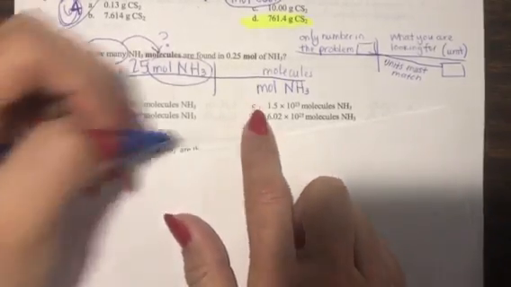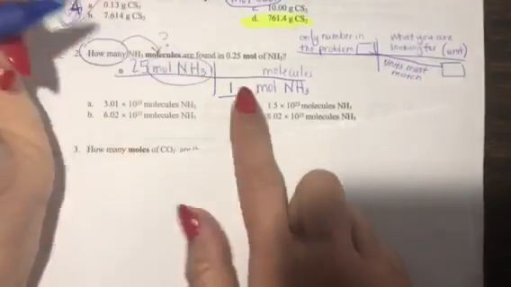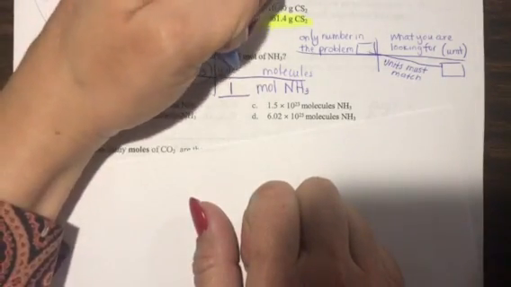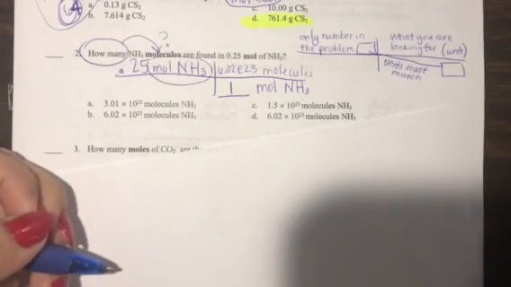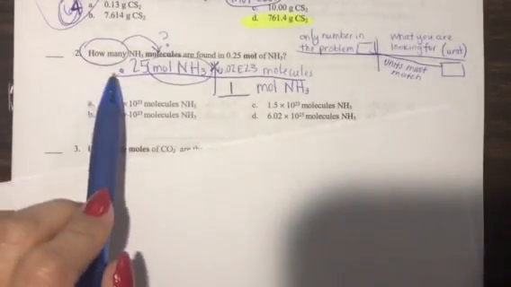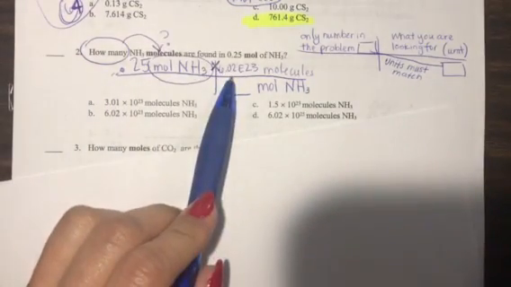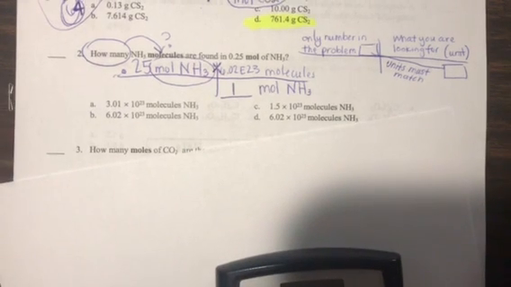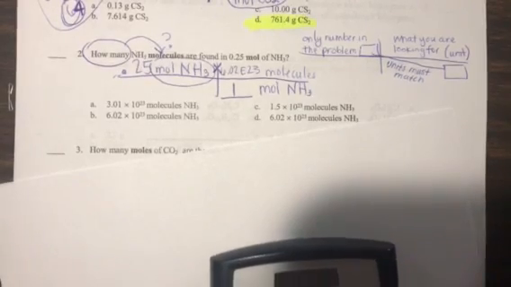What number do you put in front of mole? 1. What number do you put in front of molecules? Avogadro's number. So anything side by side gets multiplied. So you're just multiplying 0.25 times 6.02 times 10 to the 23. Type in your calculator so you know how to do this on the exam tomorrow. You know how to do it on the final. You'll get really comfortable knowing how to do this if you just follow along.